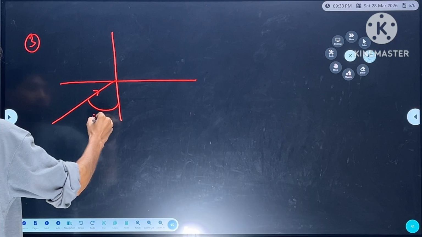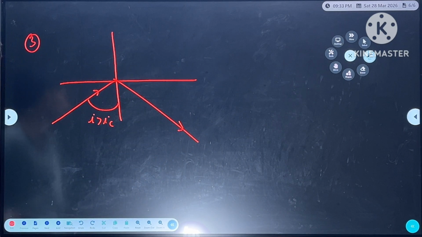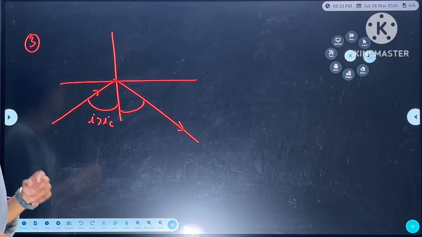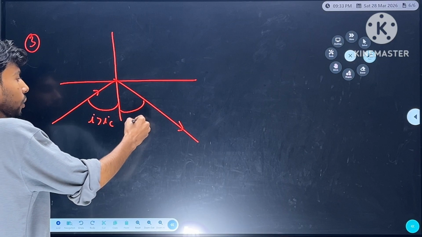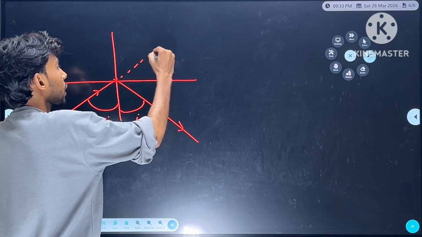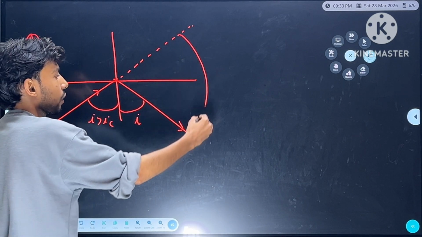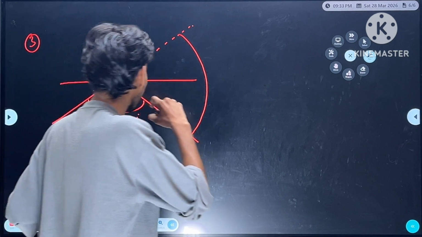That is some angle of incidence which is greater than the critical angle, and this light ray would have been reflected back into the same medium. And what will be this angle? If it is undergoing reflection, it will follow the laws of reflection. That means the angle of reflection is also equal to I. And again, that is the actual path of the incident ray. So now I have to find this angle, that is the angle of deviation delta.